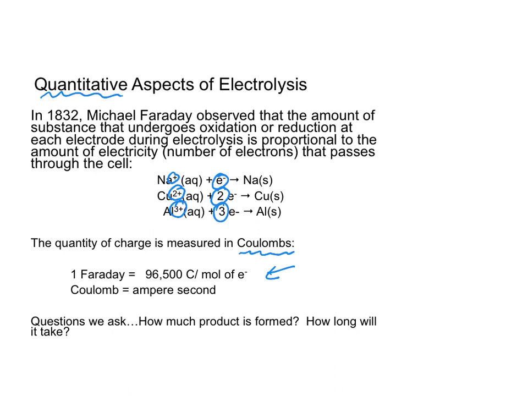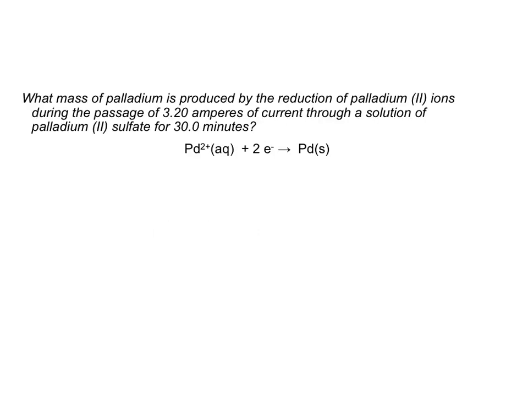That is a Faraday. What we're going to be using are both of these conversion factors in our calculations. The questions we're going to ask are, how much product can you form during an electrolysis, and how long could it possibly take? So the way we teach this is we have an example. We say palladium is being produced by the reduction of palladium ions.